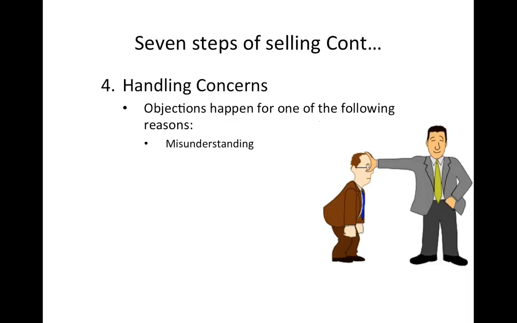Number 1 is misunderstanding. Maybe they did not understand the features and the benefits about the set they are looking at today. That could be a price objection, because if they do not understand all the features and the benefits for that set, they may think that this is too pricey and they will give you a price objection. So that's a misunderstanding. That's one reason customers give you an objection.